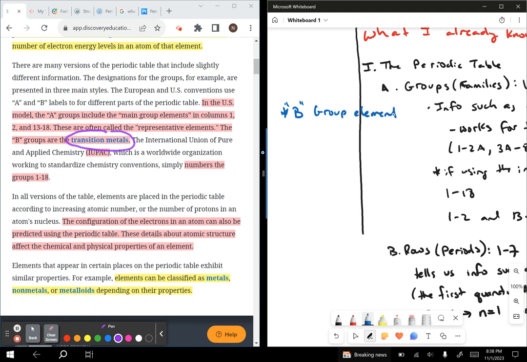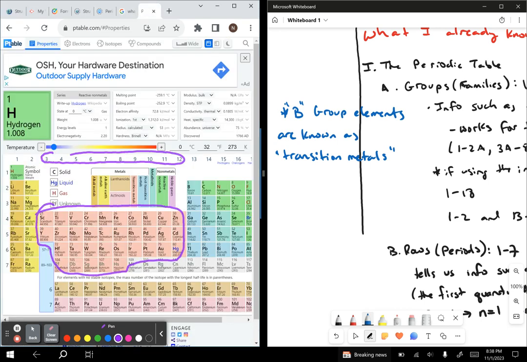elements are known as transition metals. And what are they? Just take a look again here. They're numbers 3 through 12, okay? Let's actually put that down as group numbers 3 through 12, okay?